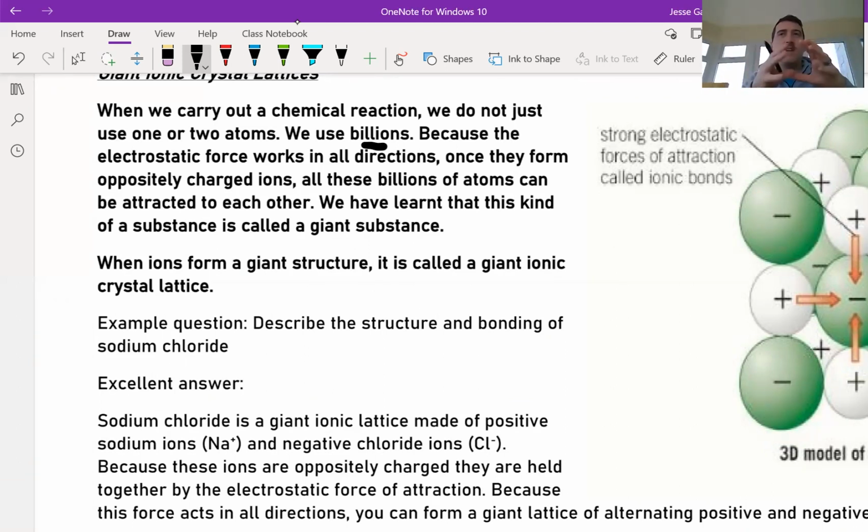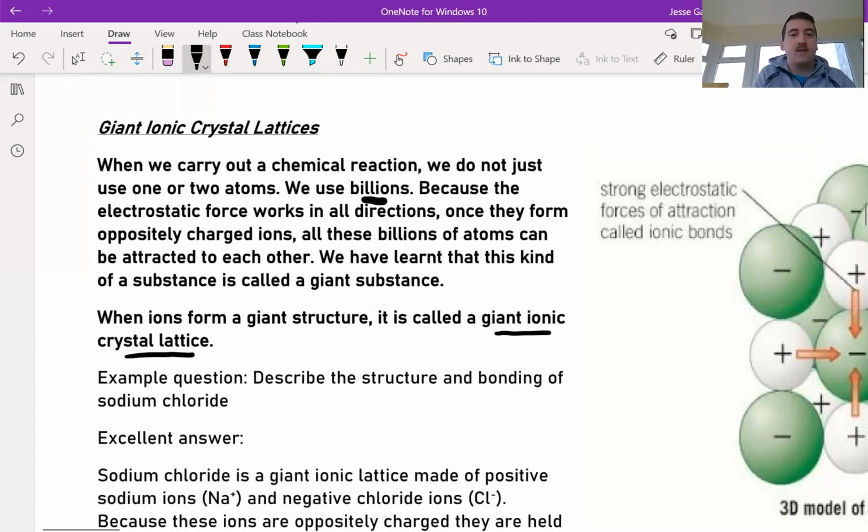So what this creates is a giant structure. It creates a massive structure of ions stuck together. When ions form a giant structure, it is called a giant ionic crystal lattice. Okay, so that's what we're learning about here. These things called giant ionic crystal lattices. So what does it look like?